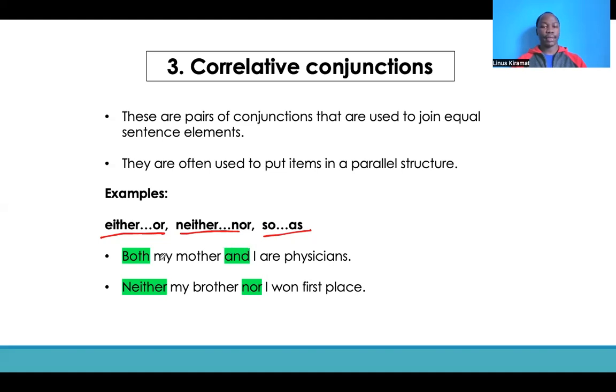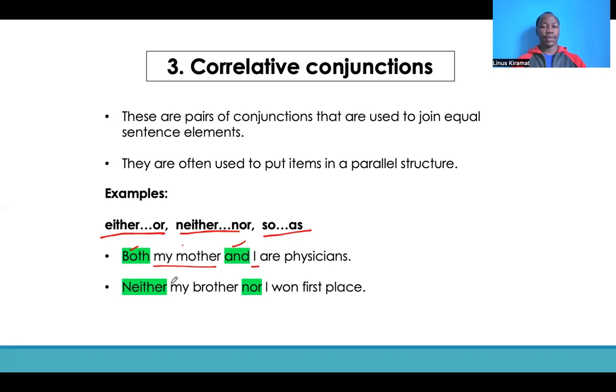Our first example in practice: both my mother and I are physicians. Notice the use of both and and. These are correlative conjunction pairs. They come as a pair. Remember that correlative conjunctions usually join sentence elements that are in the same grammatical construction. So we have a possessive pronoun, like my mother, and another pronoun, I, indicating the subject.